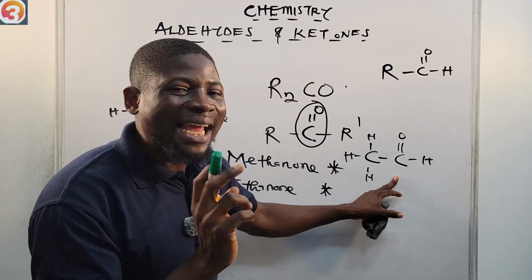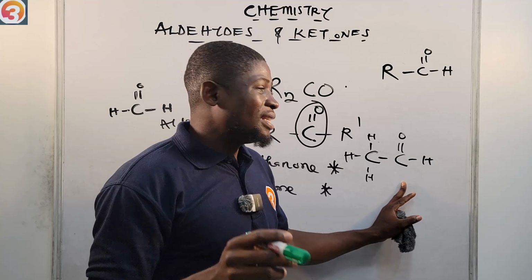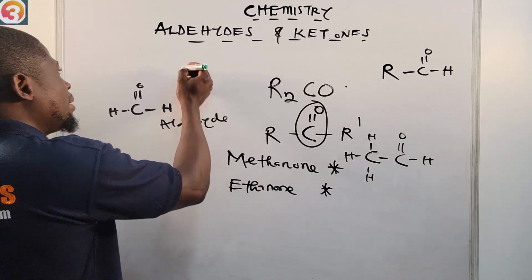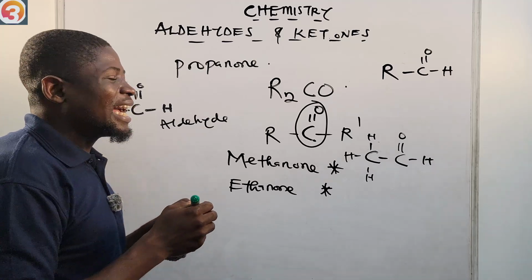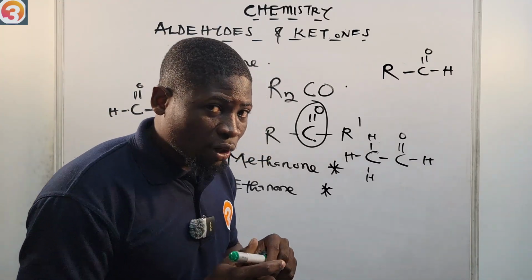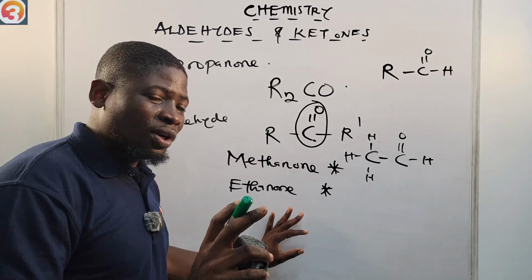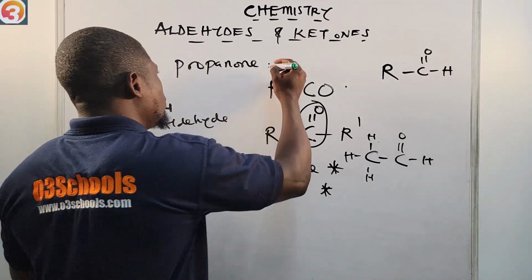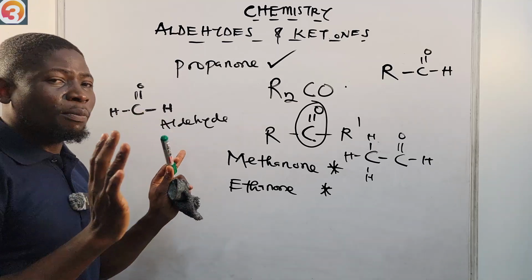That's why the simplest alkanone, if I'm an examiner, this kind of question I will ask you, the simplest alkanone is propanone. Propanone is the simplest alkanone available. There's nothing like methanone, there's nothing like ethanone. The simplest alkanone is propanone. Please take note of that.